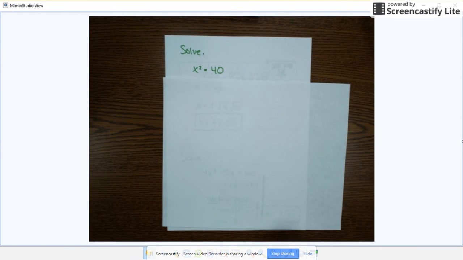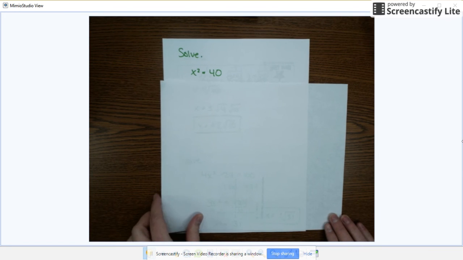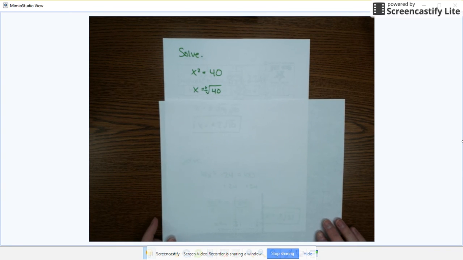Okay, go back to one step. x squared equals 40. Take the square root of both sides. We have plus or minus the square root of 40. Now that can be put into simplified radical form.